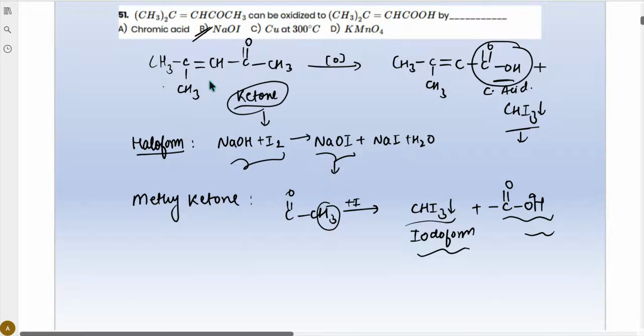Try to see this question, it is simple. Chromic acid cannot oxidize ketones. Copper at 300 degrees Celsius will also oxidize the double bond, and KMnO4 also will oxidize the double bond. So you should use a specific reagent which will oxidize only the ketone to carboxylic acid.